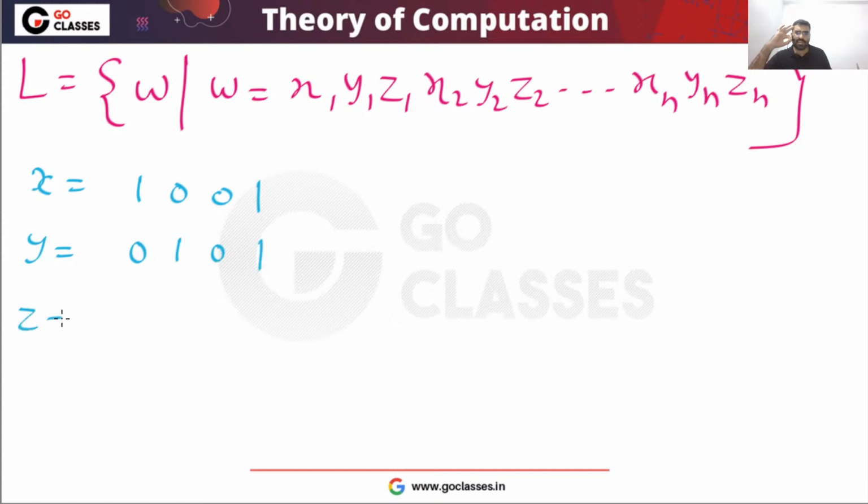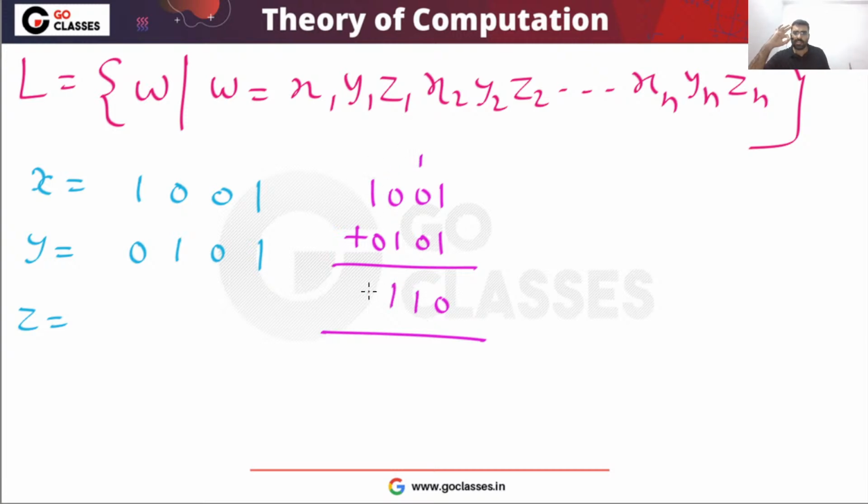Then what string will you get? Tell me, what will be z? So you do their addition: 1 0 0 1 plus 0 1 0 1. 1 plus 1 will be 0, and the carry will be 1. 0 plus 1 will be 1. 1 plus 0 will be 1. So your z will be this.